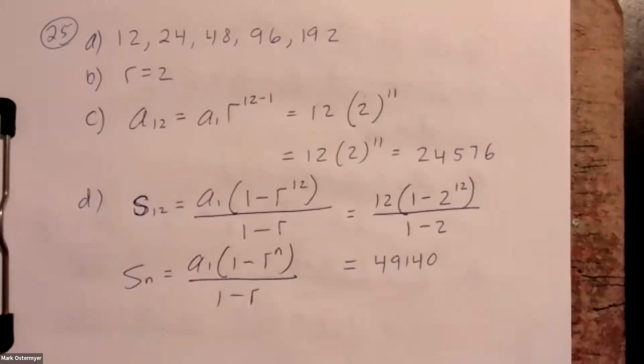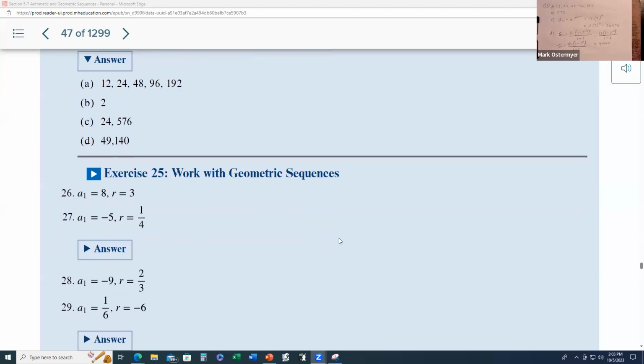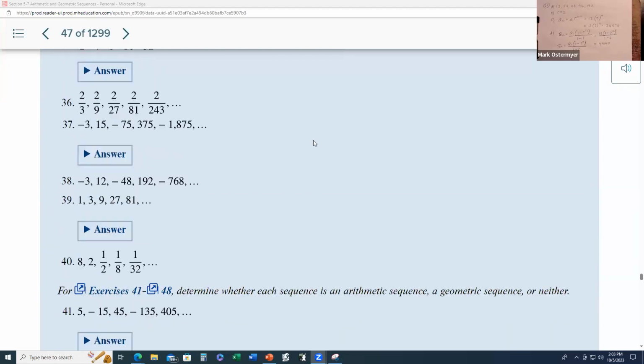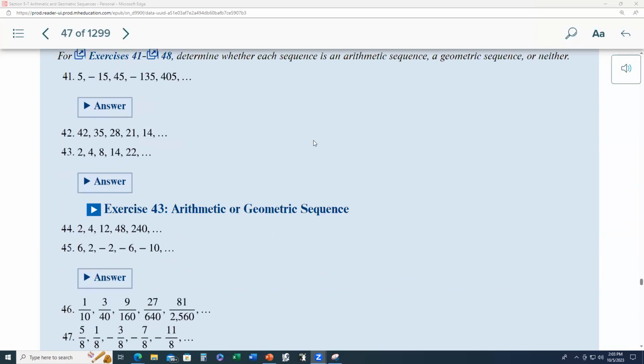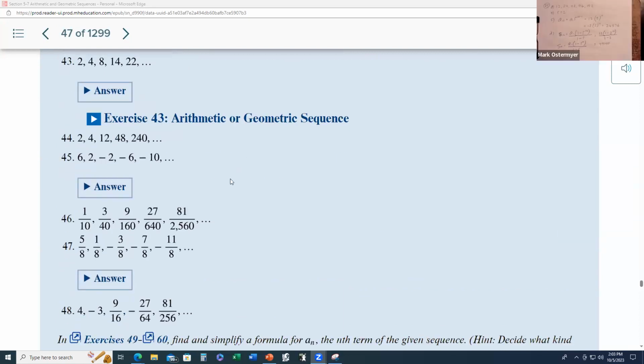All right, that's classwork number 2. Let's see what else we got here. All right, problem number 44. Is this an arithmetic or geometric sequence? Problem 44. Is that arithmetic or geometric? Geometric, you're saying. Okay, what do you think the common ratio is if it's geometric?